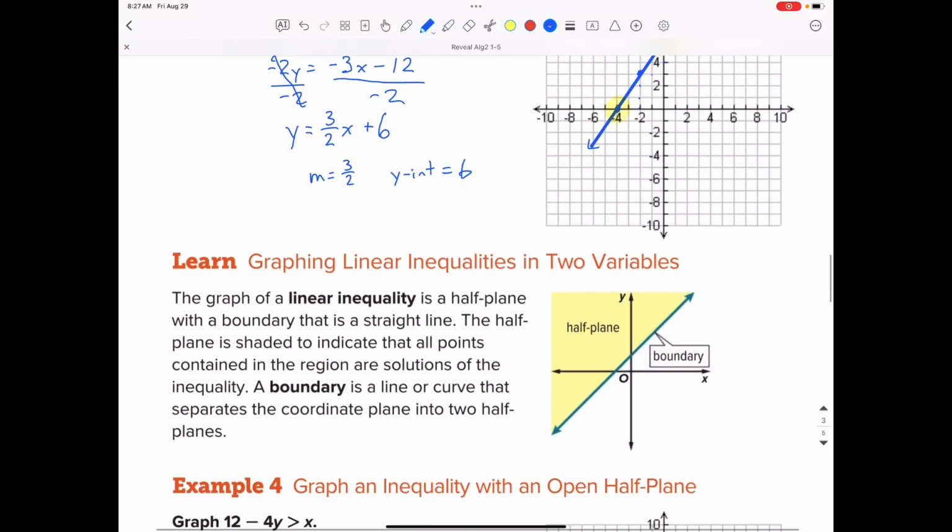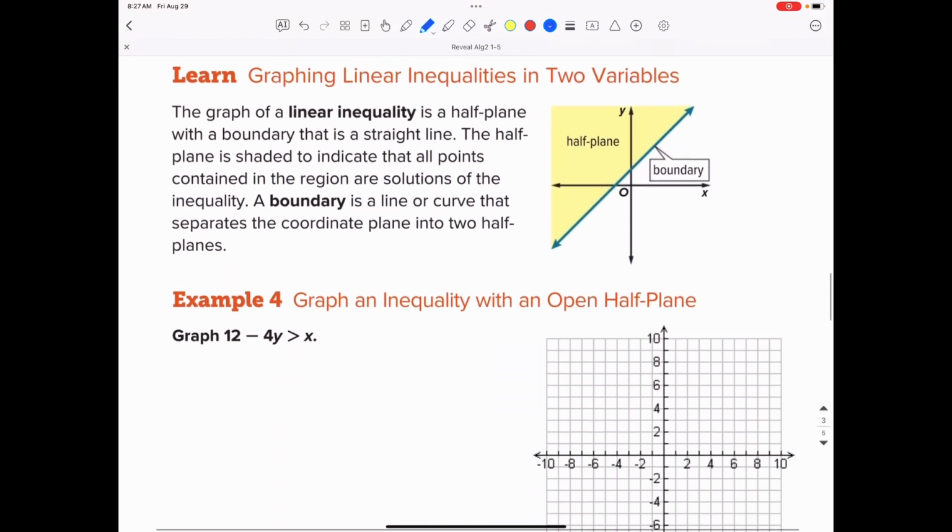Then we have what's called a linear inequality. A linear inequality is a half plane with a boundary that is a straight line. The half plane is shaded to indicate that all points contained in the region are solutions to the inequality.